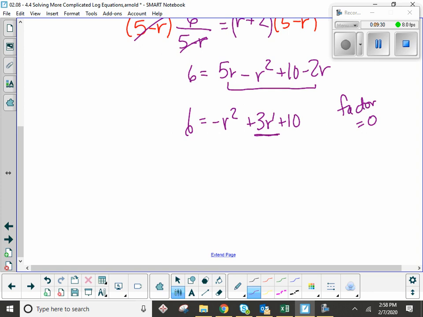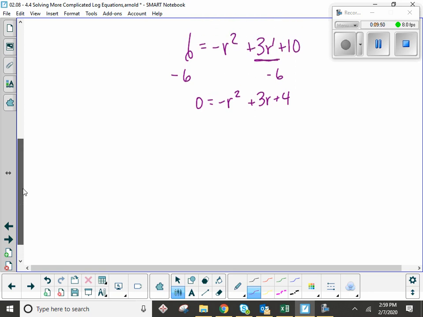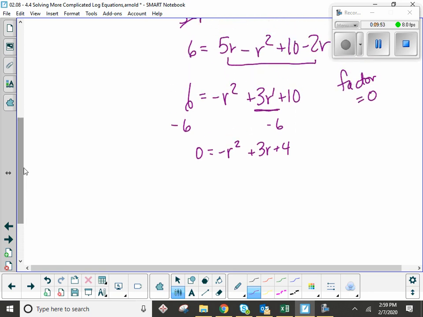So if I need that, what should be my next step? Subtract the 6. So that will give me 0 equals negative R squared plus 3R plus 4. But what don't I like about that? Before I can factor, I need to take care of what? The negative in front of the R squared. Okay. So divide everything by -1. Or multiply both sides by negative.